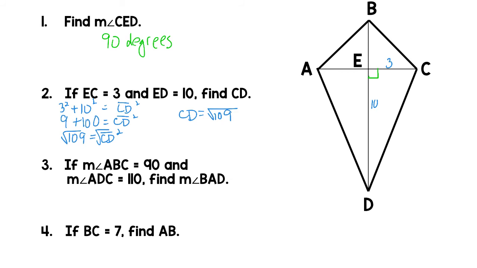Next, if the measure of angle ABC is 90, I don't buy that ABC is 90. Oh, okay, yeah, ABC is 90. That means that's a right angle. And the measure of angle ADC is 110. Find the measure of angle BAD.